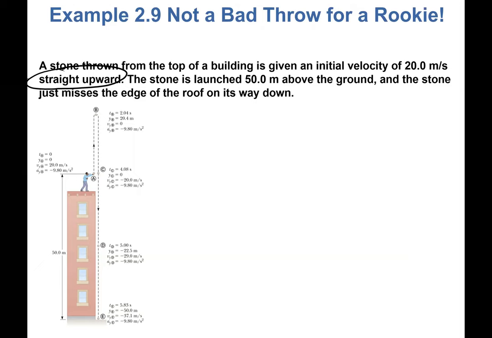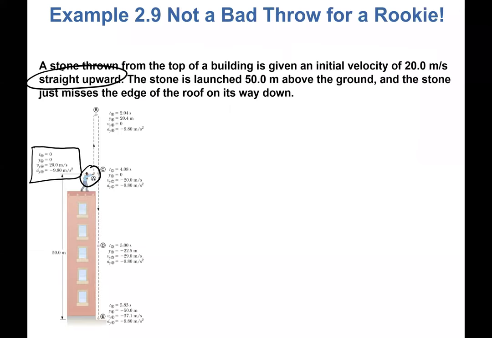So we designate some points. Point A is going to be our starting point. And here's what I have. At initial time t equals zero, position A is zero, velocity at A is 20 meters per second, and acceleration is negative 9.8 meters per second squared, downward. Then we go to point B.